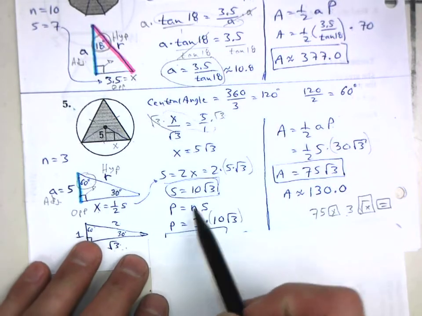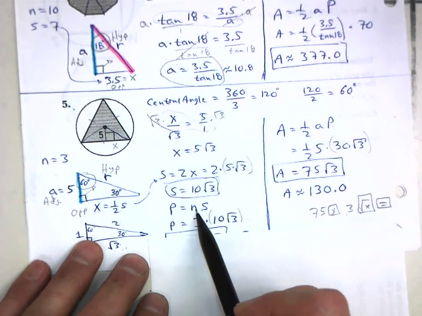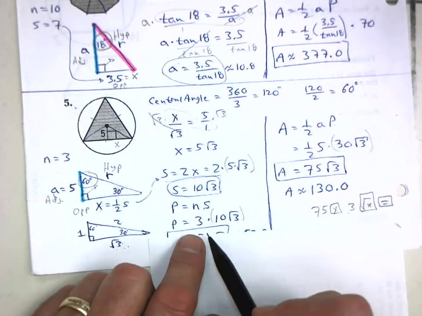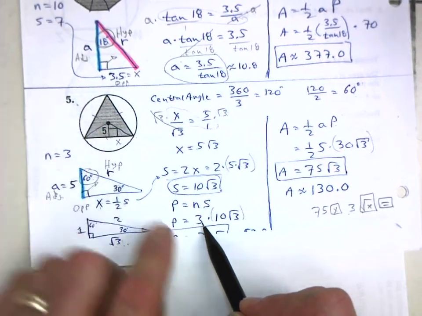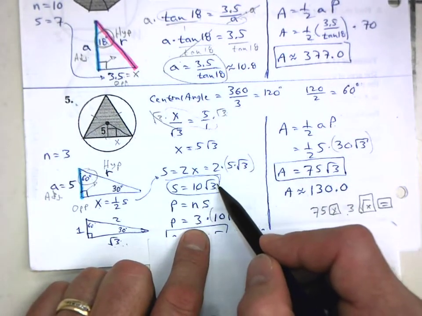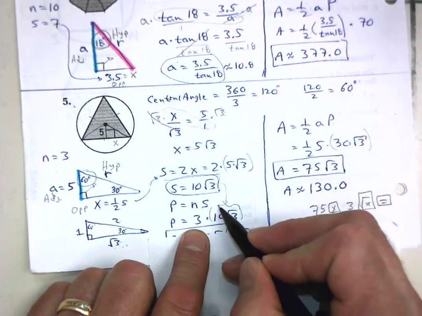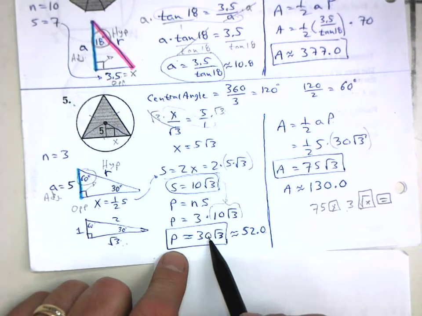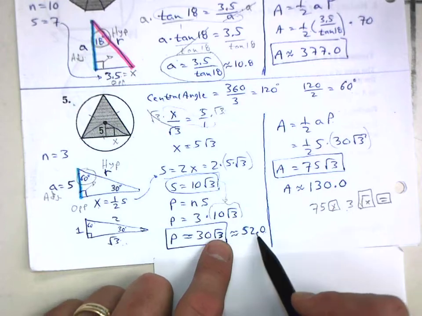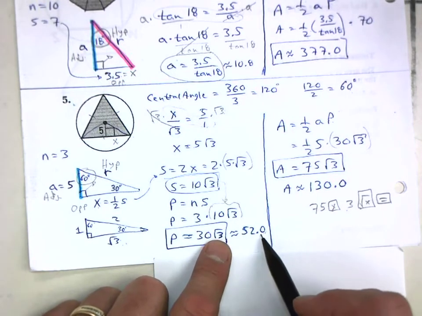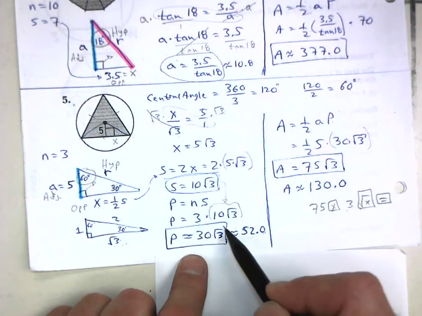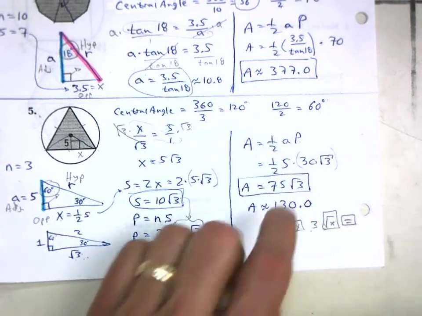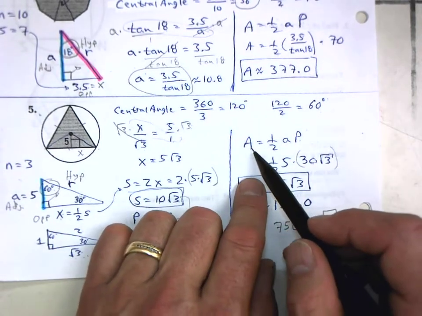I want to find the perimeter now. The perimeter is the length of a side times the number of sides. So n times s. n is 3. There are 3 sides here. So 3 times, and I plug in the length of a side. And so the length of the perimeter is 30 times the square root of 3, which is approximately 52.0. But we don't want to calculate that yet. We want to take this clean, pure number of the perimeter and stick that into our equation for the area of this regular polygon.